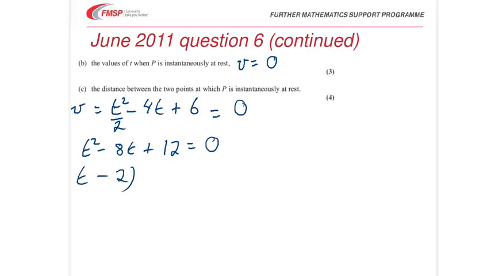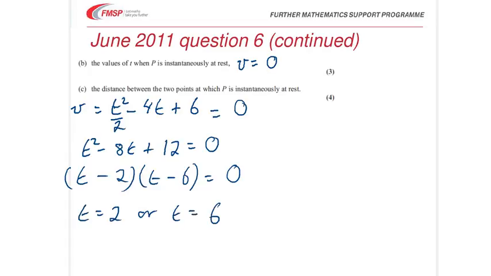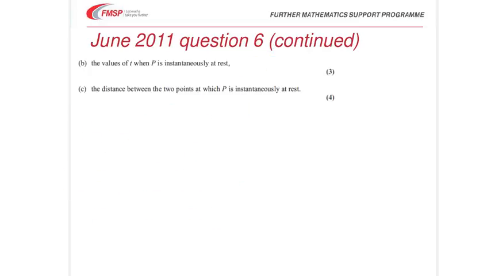That factorizes nicely. So we've got t equals 2 or t equals 6. Those are the two times at which P is instantaneously at rest. 2 seconds or 6 seconds. One last part to do then, to find the distance between the 2 points when it's instantaneously at rest.